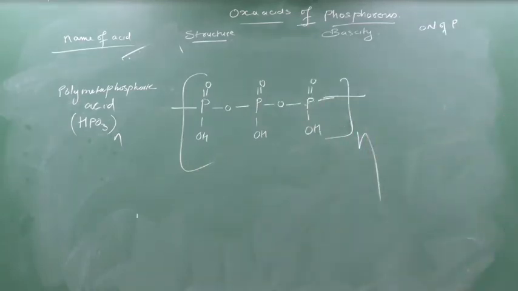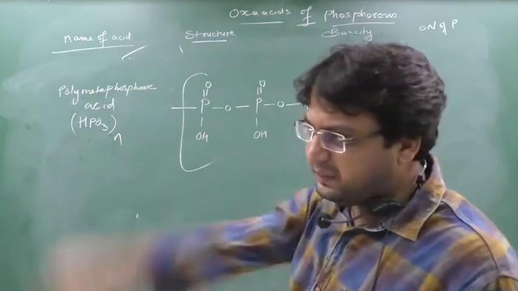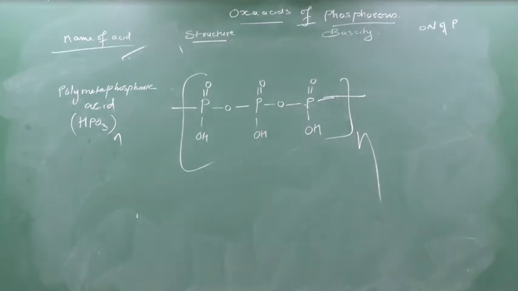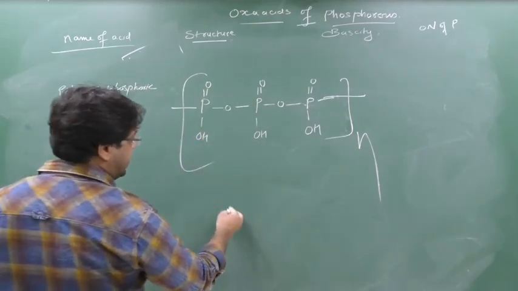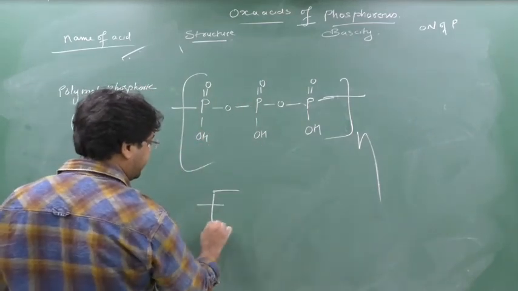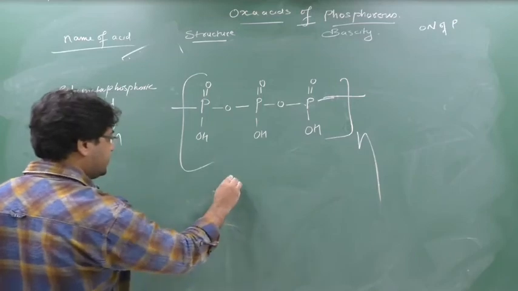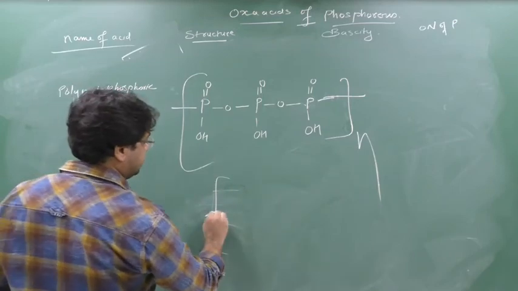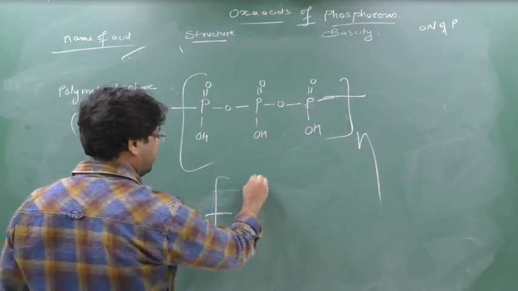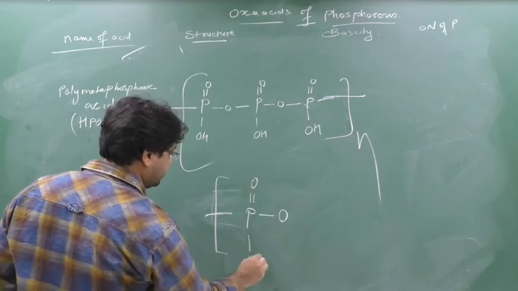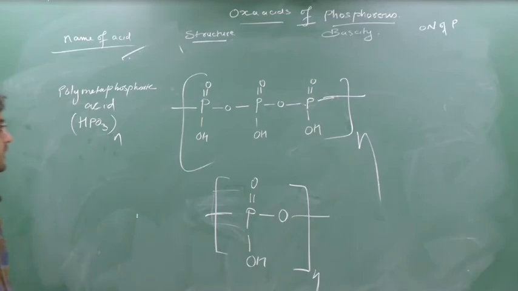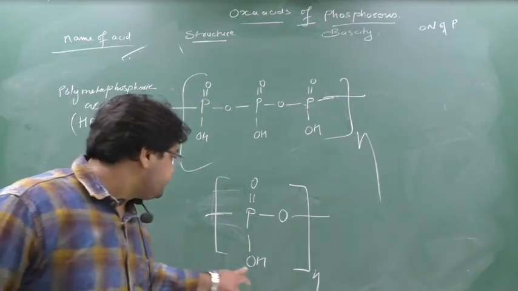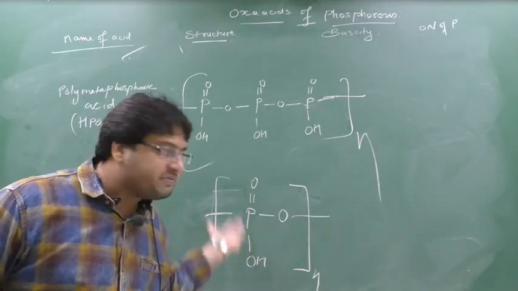It is a polymeric acid also. It's a polymeric acid. Clear this part? This is a polymeric acid. Okay. So the repeating unit is this only. Which is the repeating unit? See, check it out. This is the repeating unit. Or I can write it like this also. P double bond O and here OH. This will be repeating. See, check it out. This is repeating, no? HPO3 N times. It is repeating.